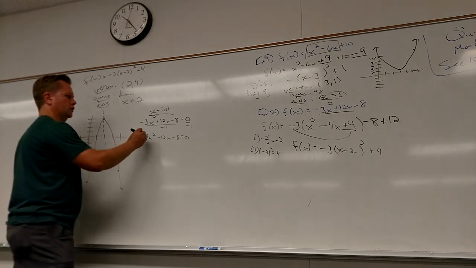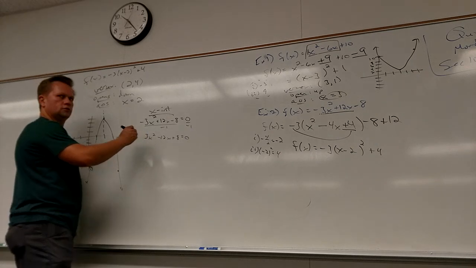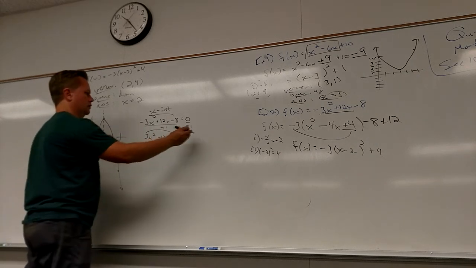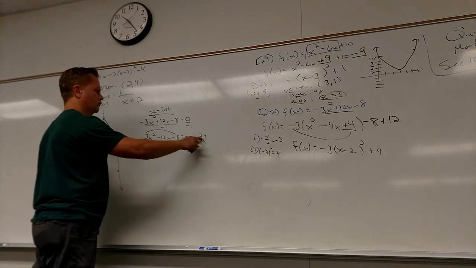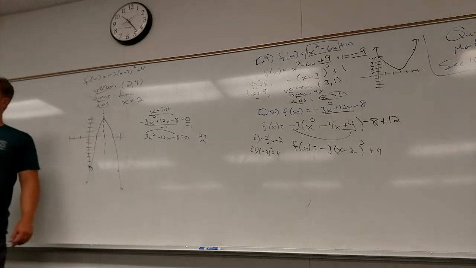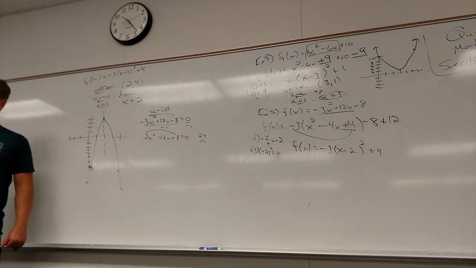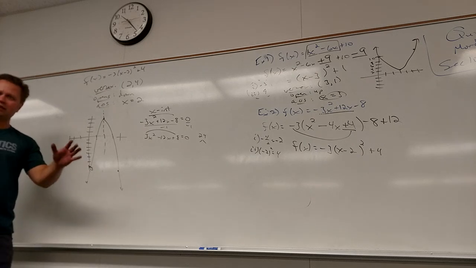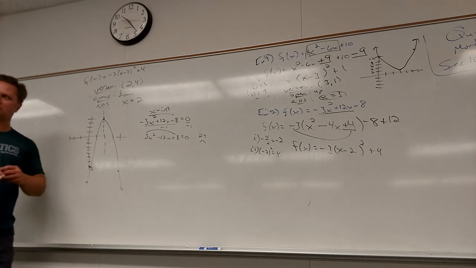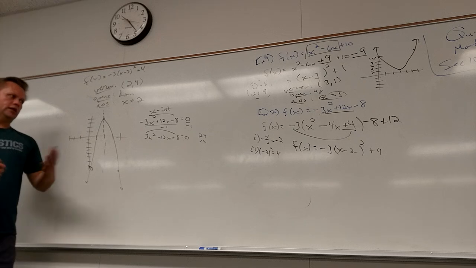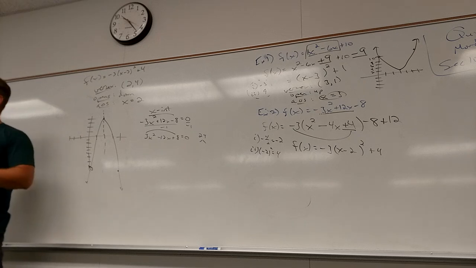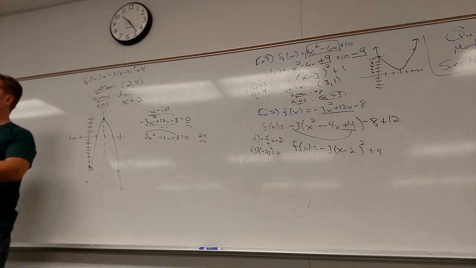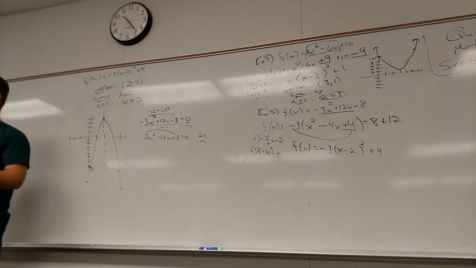Does this factor? 3 times 8 is 24. Are there factors of 24 that make 12? 2 and 12 would make 14 or 10 or something. They don't make 12. 3 and 8 don't work, obviously. 4 and 6 don't work. There is none. So what are we allowed to use then? Quadratic formula.